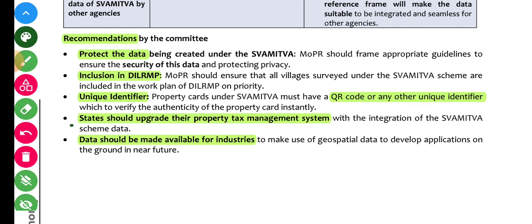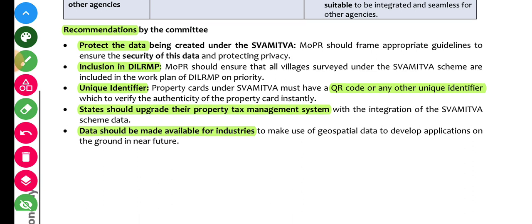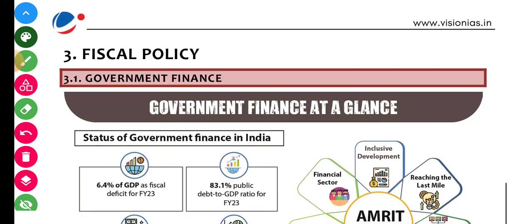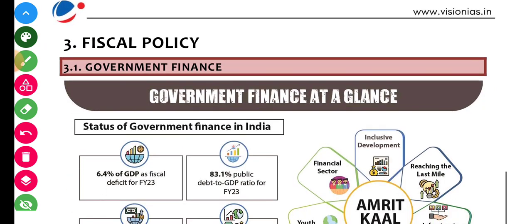Next, states should upgrade their property tax management system and data should be made available for industries. This is an important point, that data should be used and should be available to industries as well. So this is finished for the inclusive development program.